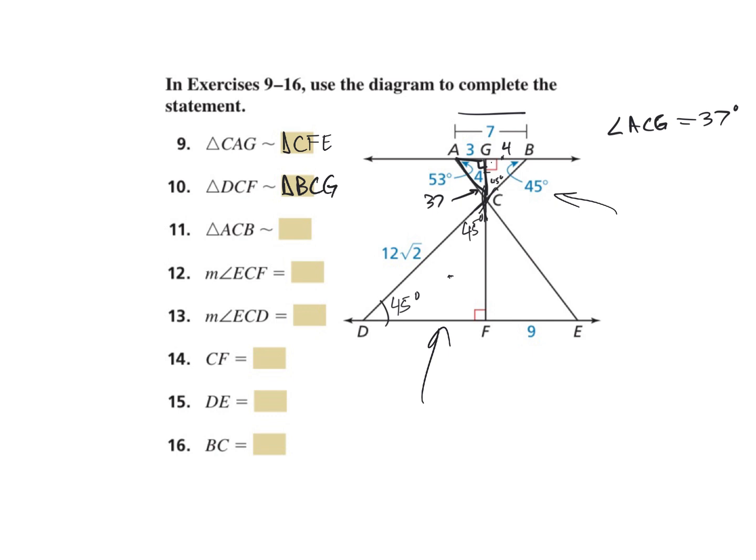Let me do it in yellow. ACB, this triangle. Big triangle has to be similar to this big triangle down here because the other two are similar. So it's ACB, A it goes with E, and C goes with C, and then B is with D. I'm just matching up the letters in corresponding positions.